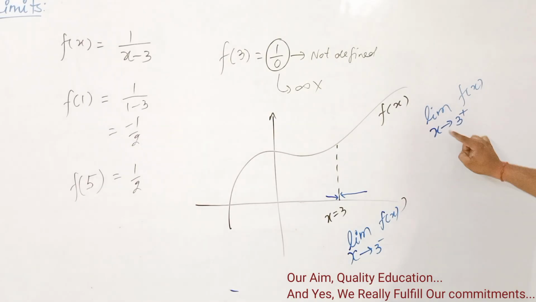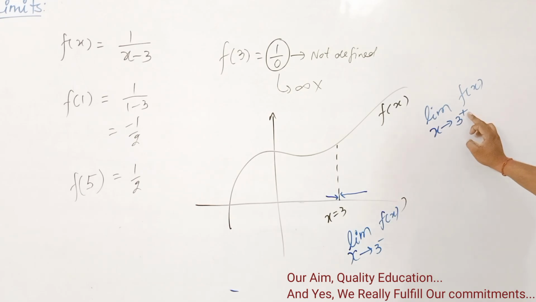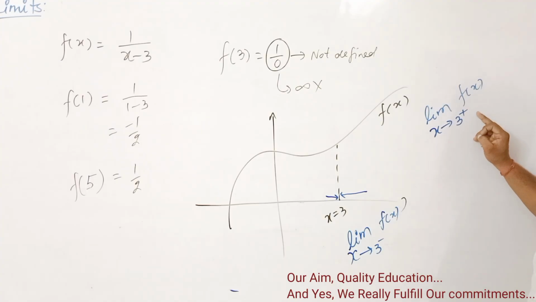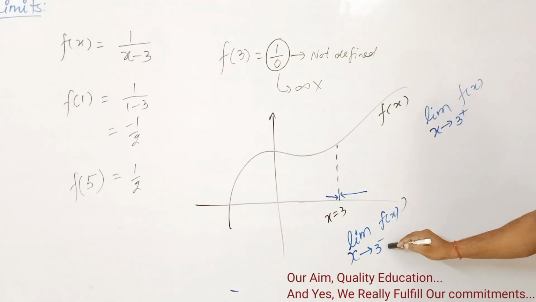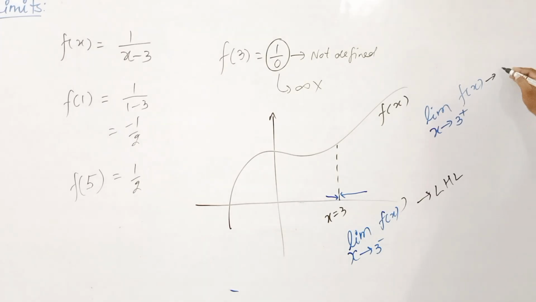Okay, so what is this? When x is approaching 3 but from the right, this doesn't mean that 3 is negative and 3 is positive. No, this is x approaching 3 but from the left, and this is x approaching 3 but from the right. Okay, so this is the value of the function when x is approaching 3 from the right, and this is the value of the function when x is approaching 3 from the left. This is called the left hand limit. Okay, and this is called your right hand limit.